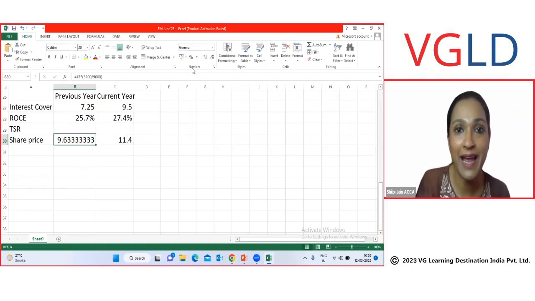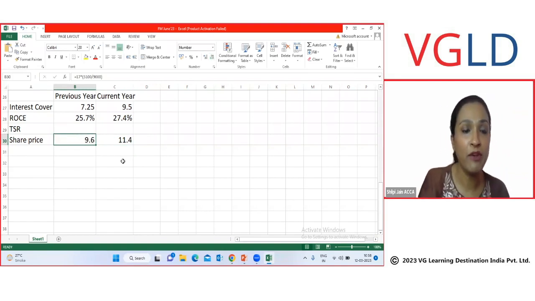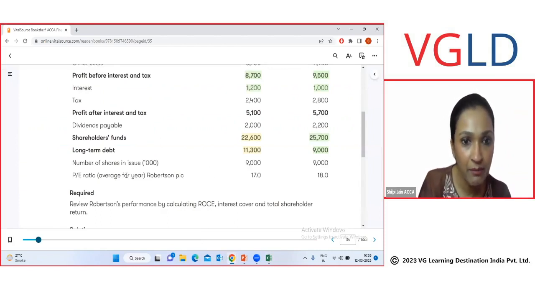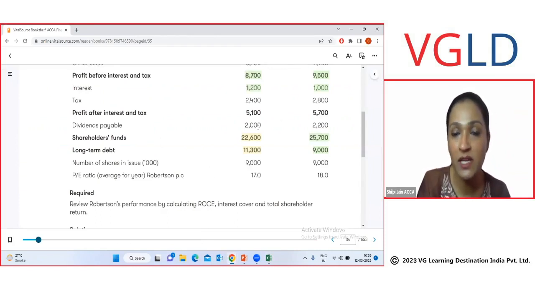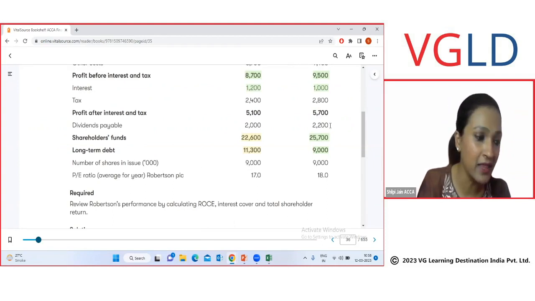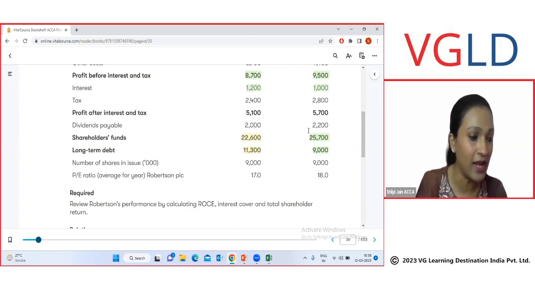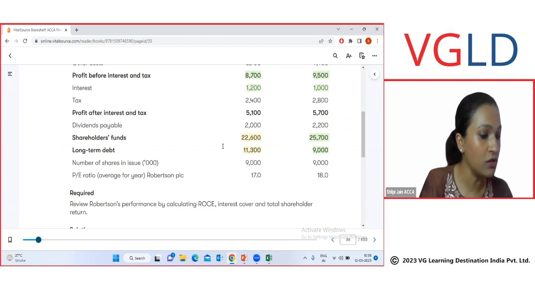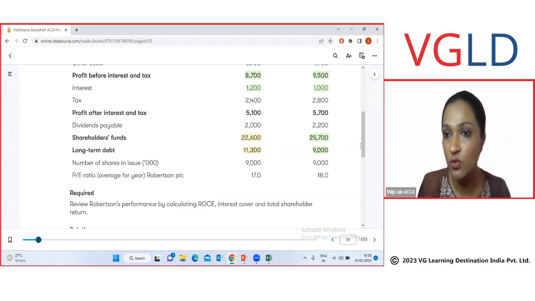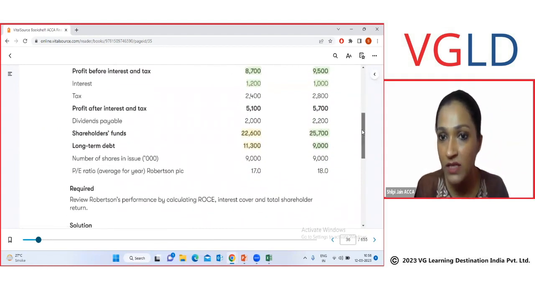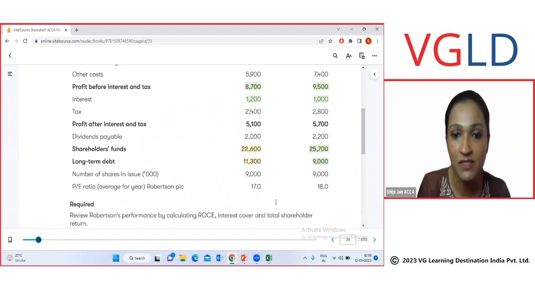So my share price has risen from 9.6 to 11.4. And how much dividend has been paid? Dividend payable is 2,000 in the previous year and 2,200 in this year. So growth is actually how much? My growth percentage in terms of dividend, can you calculate? So let's calculate our dividend growth, which is equal to 2,000. My dividend growth percentage in terms of numbers is also given.